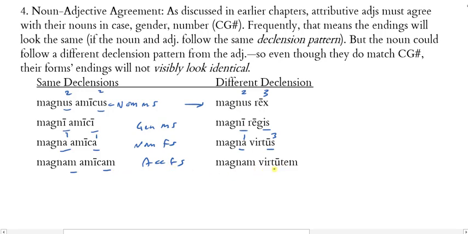In the different declension column, magnam virtutem are both accusative feminine singular. They sort of look the same, but they're not exactly the same visibly, because the first declension accusative case ending here is actually a different form from the third declension case ending here. Okay. All right. So we have to just watch out for that.